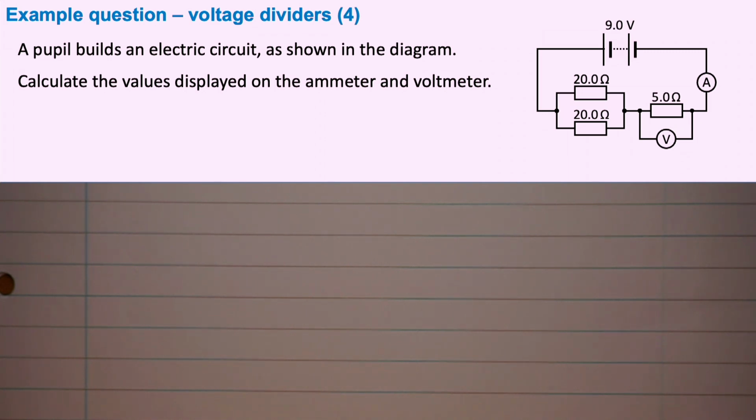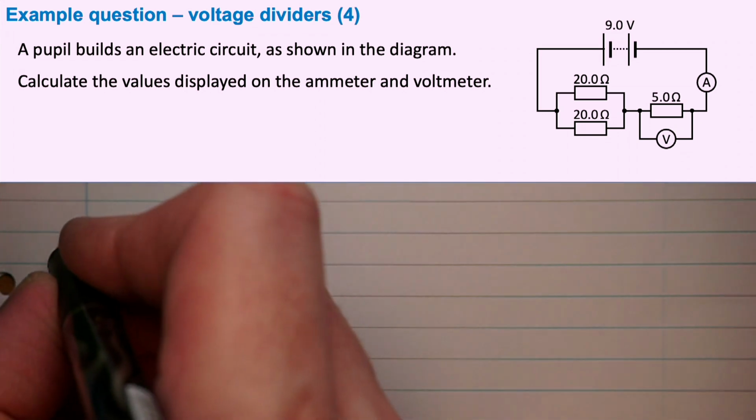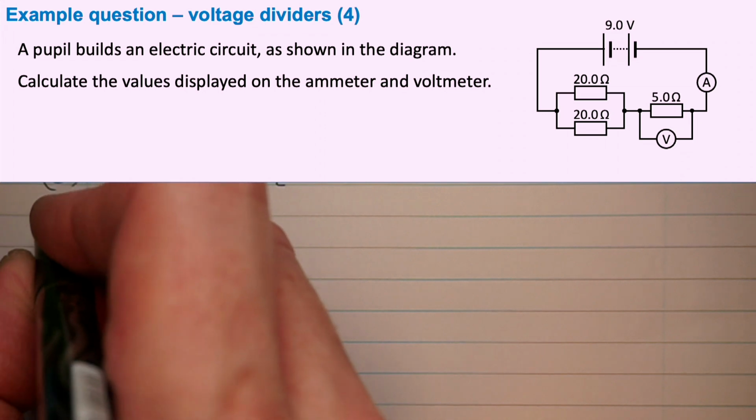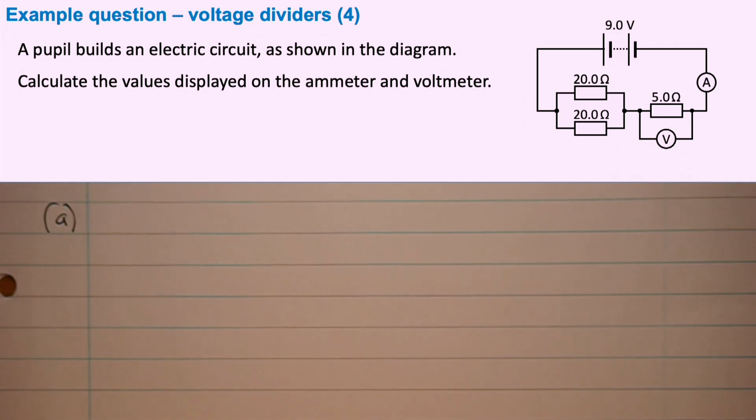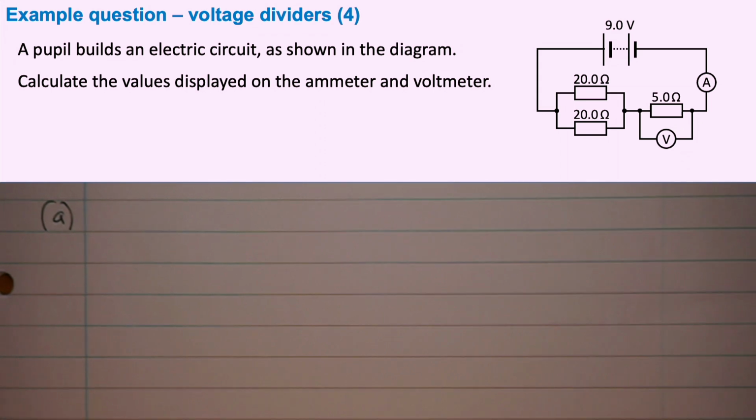And if you remember the first two examples, the current depended on the total resistance of the circuit. So I guess that's the first thing I'll do. I'll work out the total resistance of the circuit. In order to do that, I'm going to work out the resistance of that parallel branch first. And then, because we have 5 ohms in series with that, I'll add 5 ohms to that value.